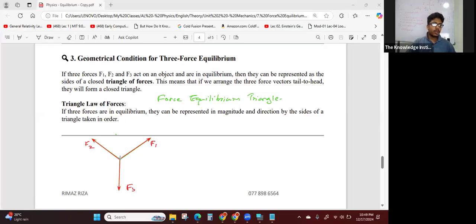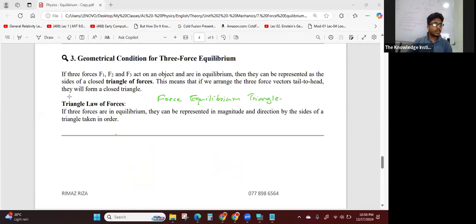So if an object is balanced under the influence of these three forces, then we can make a triangle. Let's see, is it forming a triangle? No. So to form a triangle, the magnitude of this side has to be a little bit higher so that it will form a triangle. Therefore, this object will be in equilibrium. You can consider it with the triangle of vector addition. You have studied the triangle of vector addition.